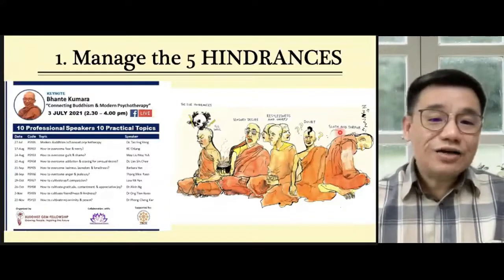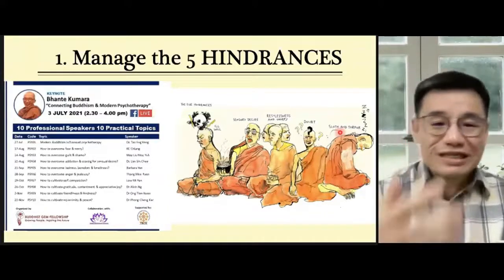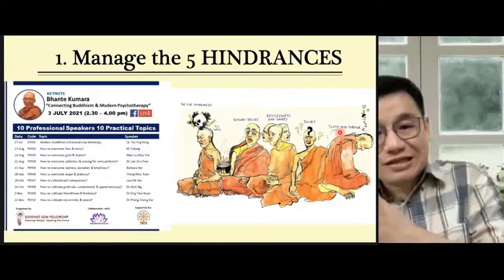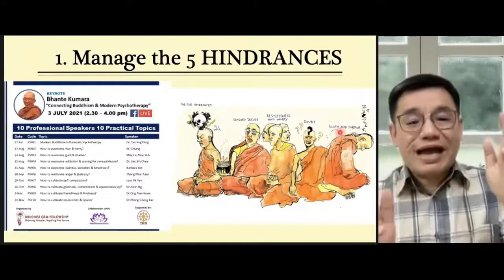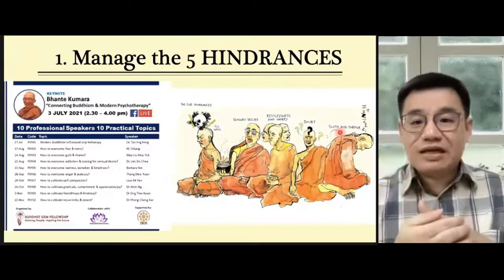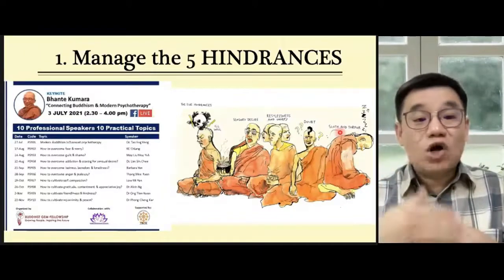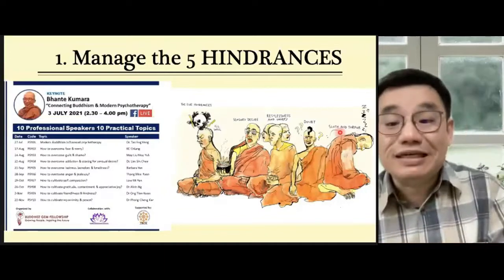How to overcome these 5 hindrances? The Buddha says, if you can overcome these 5 hindrances, to overcome this negative emotion, negative state of mind, then we can develop stillness, calmness, composure. In other words, equanimity.